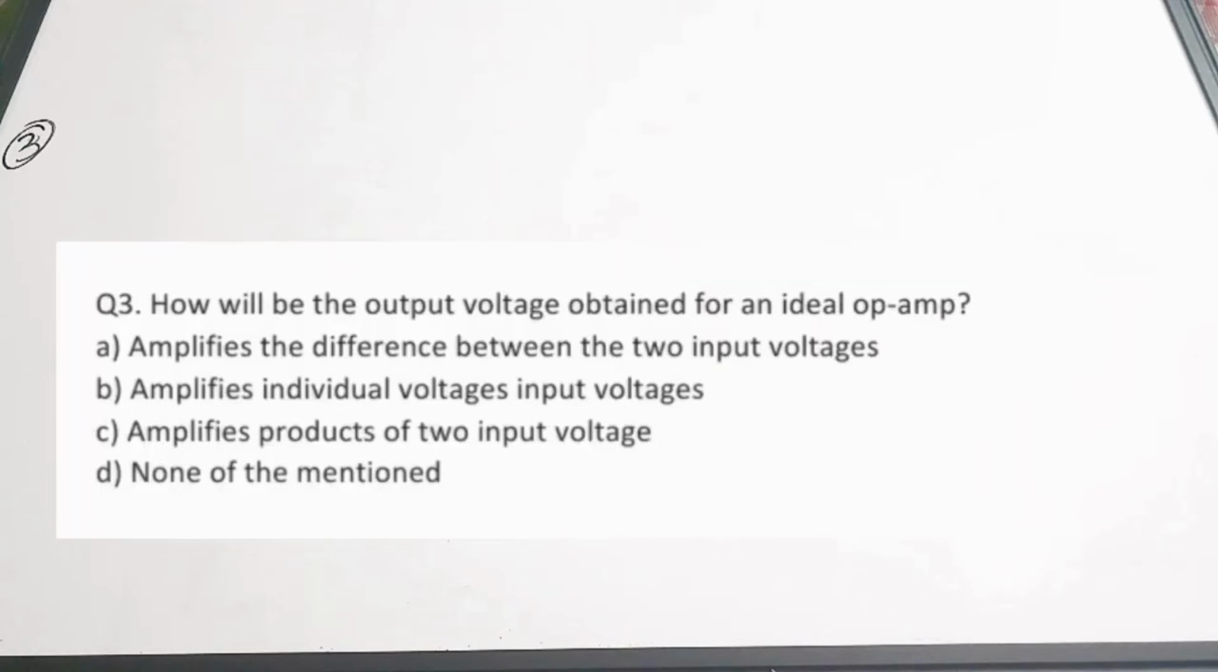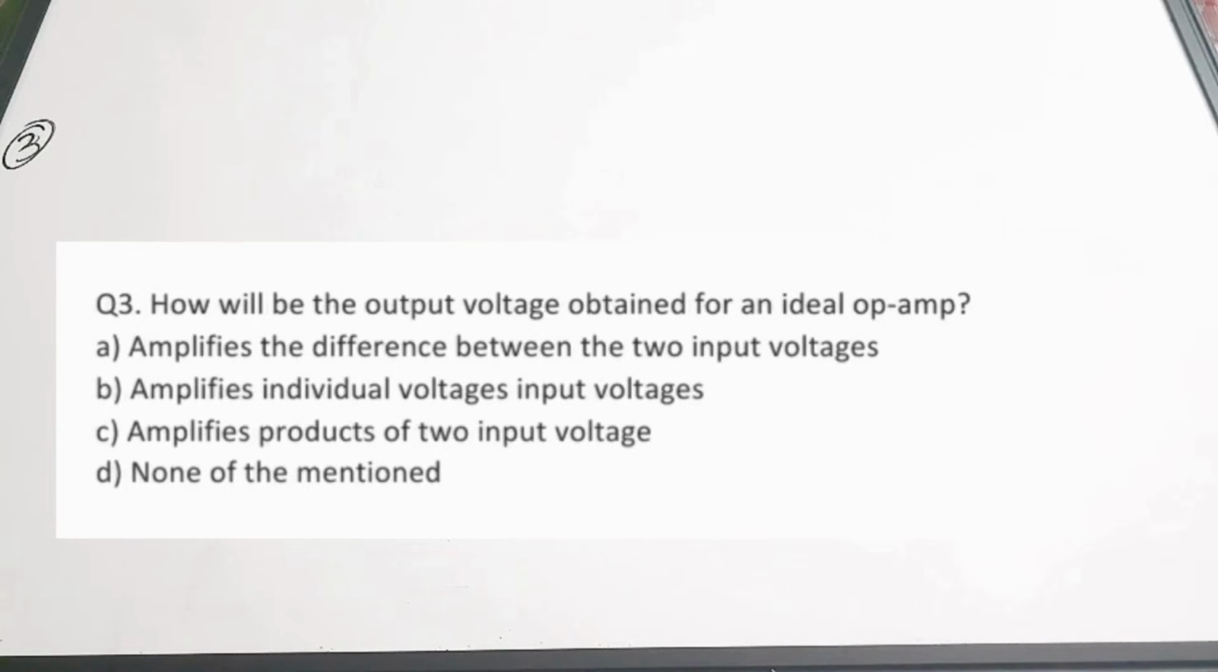So the third question is, how will be the output voltage obtained for an ideal op-amp? A, amplifies the difference between two input voltages. B, amplifies individual input voltages. C, amplifies product of two input voltages. D, none of the mentioned.